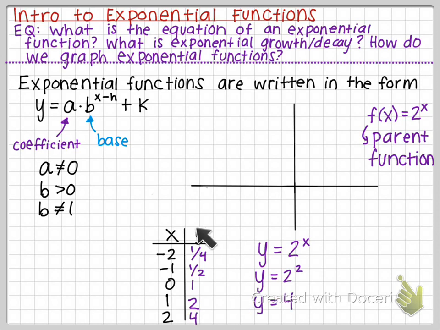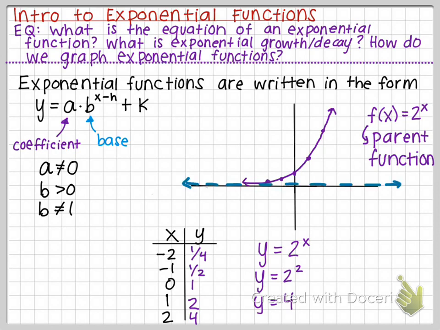So now we have our table here. And now we're going to graph it. So -2, 1/4. Remember, always do x first, and you're going to go up 1/4 of a point. That's the best I could do. 1/4 is in between 0 and 1, so I'm just going to put it right there. Now we have to graph -1, 1/2, then 0, 1, then 1, 2, and 2, 4. So that's what the parent function of an exponential looks like.